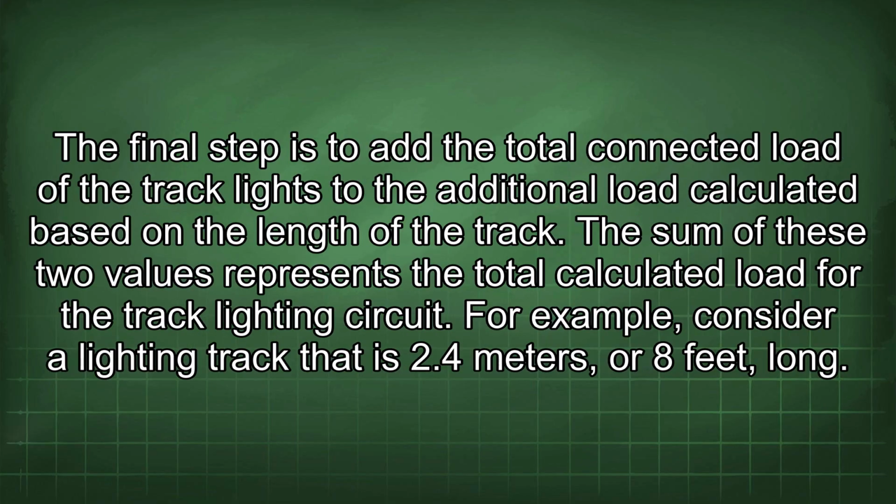The final step is to add the total connected load of the track lights to the additional load calculated based on the length of the track. The sum of these two values represents the total calculated load for the track lighting circuit.